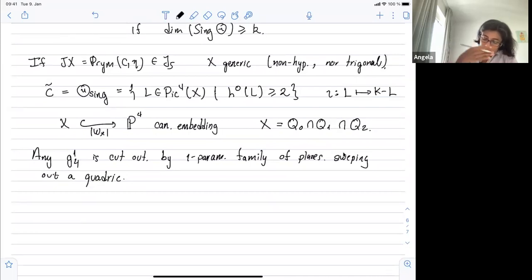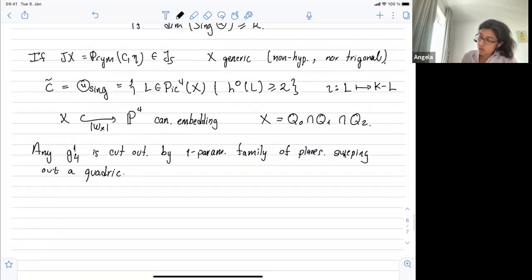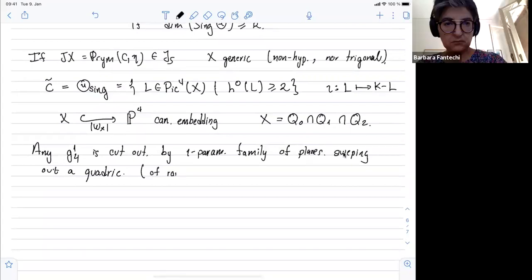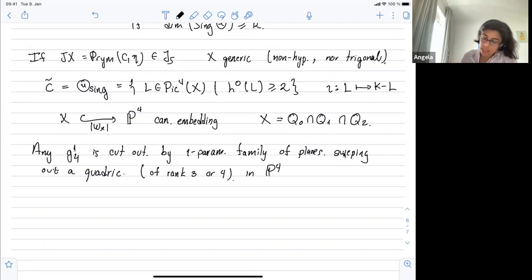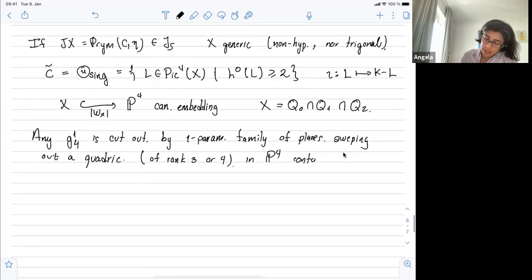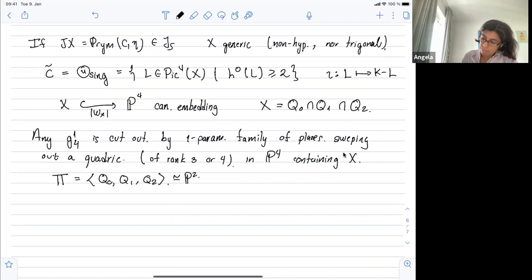So you have a family of planes inside your quadric, and when you cut your curve, it defines 4 points on the curve. This is a g^1_4, and all g^1_4s come in this way. And the quadrics are actually singular quadrics, so they could be of rank 3 or 4 in P4. So you can parameterize all the quadrics containing your canonical curve by a plane, let's call it P, generated by Q0, Q1, Q2 smooth quadrics. So it's a P2.